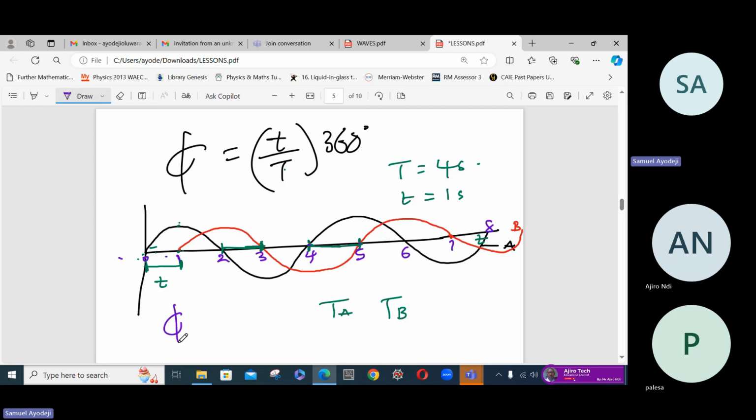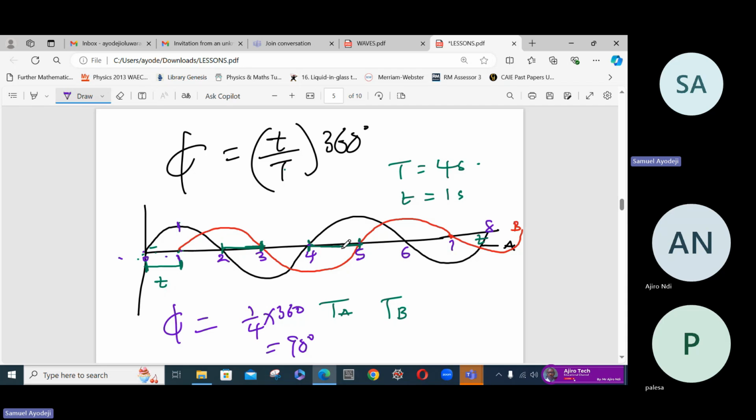So let me try to calculate the phase difference. That will give me 1 over 4 times 360. That will give me 90 degrees, which is reasonable and correct, because from here, this is a quarter. You can see now it's on a quarter, 90 degrees. So the phase difference now is 90 degrees here.